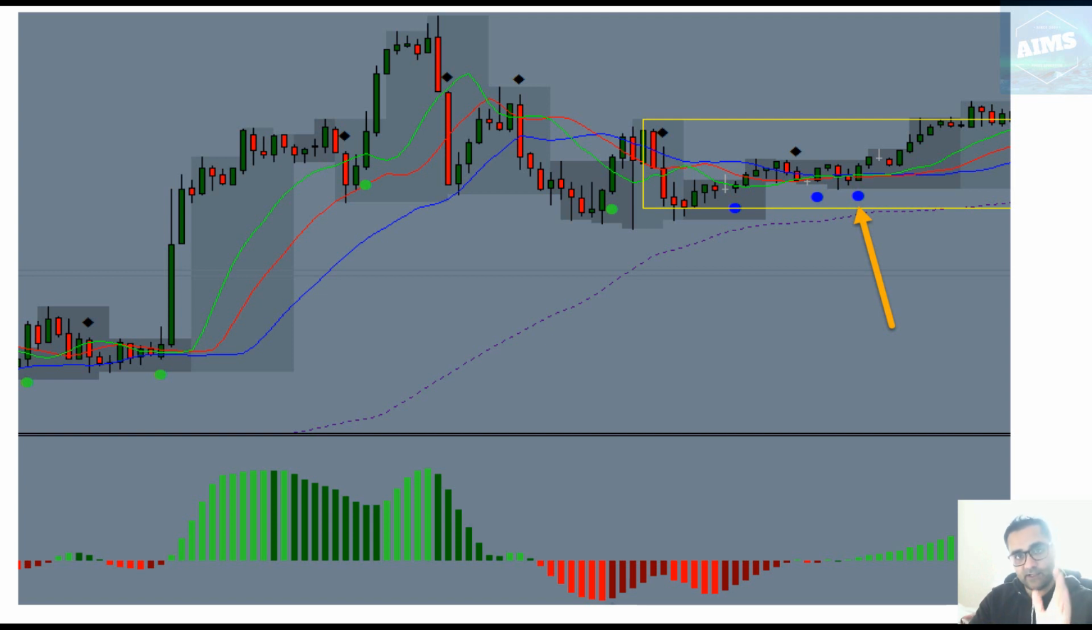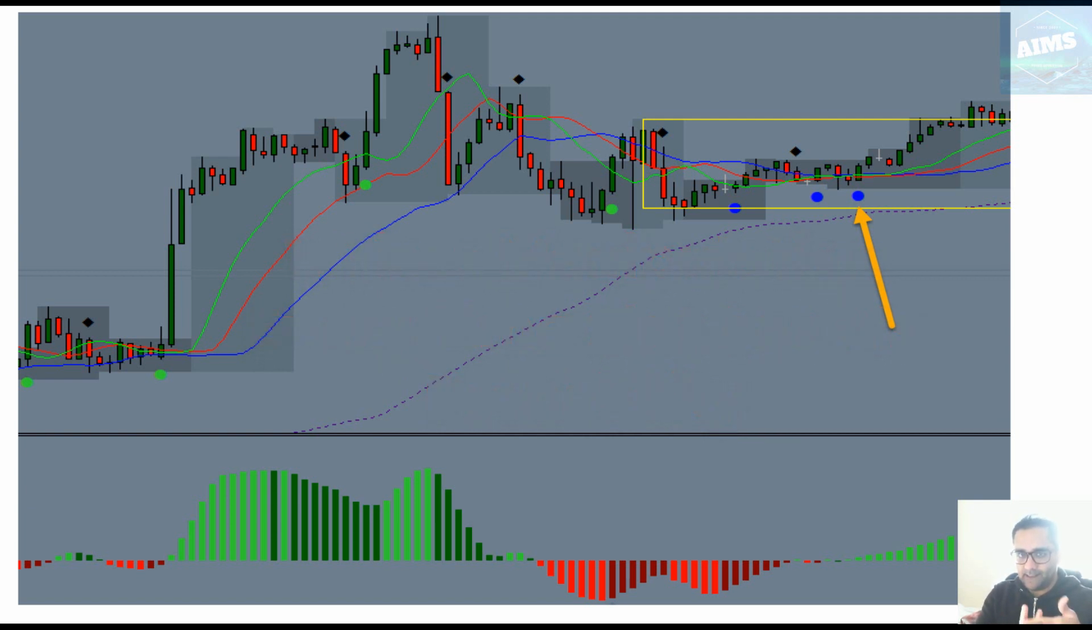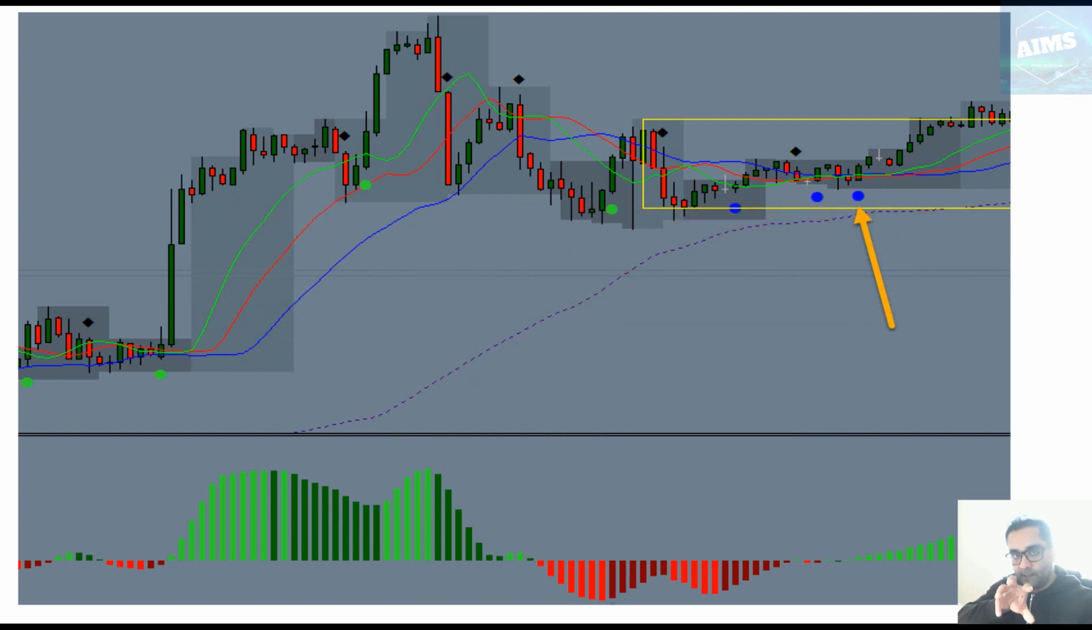Why the x-axis? X-axis is time. When you go intraday, every time has its own probability depending on every currency you're trading. So it is important to look at: 1. Where in time am I? 2. Where in price am I? 3. Where in dimension, zoom level, am I seeing this setup? So if you see a setup here at one zoom level, but when you zoom out, it appears to be in the peak of the wave.